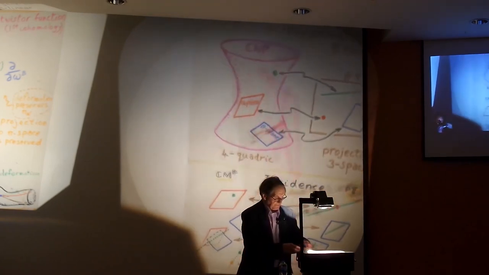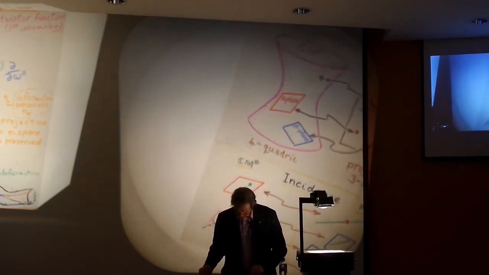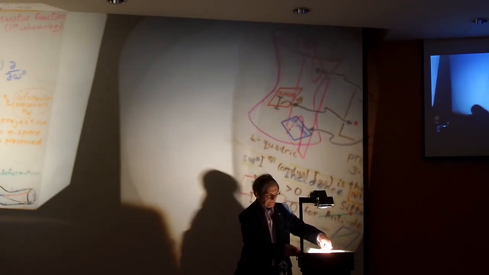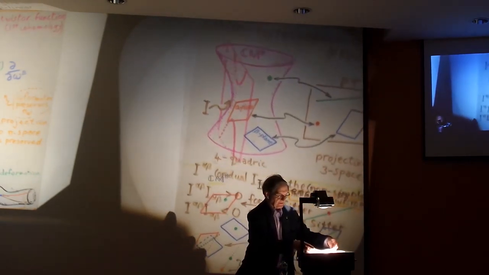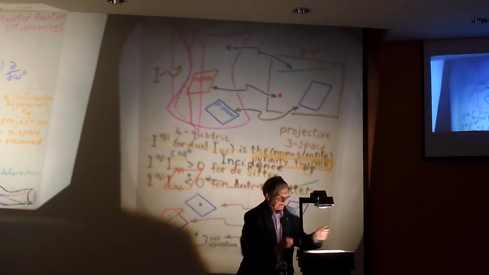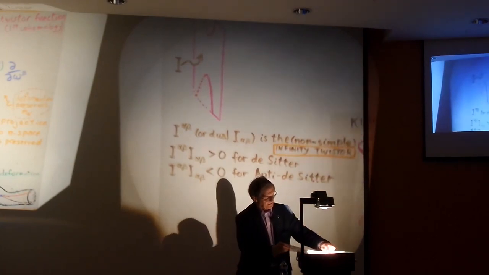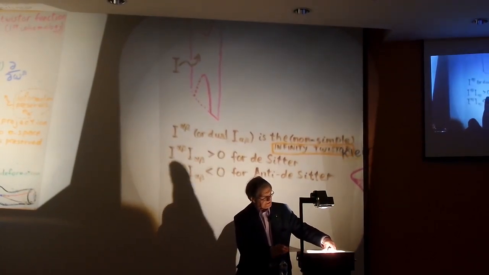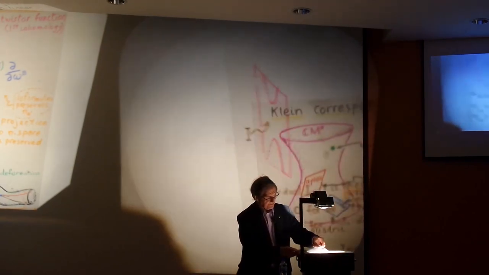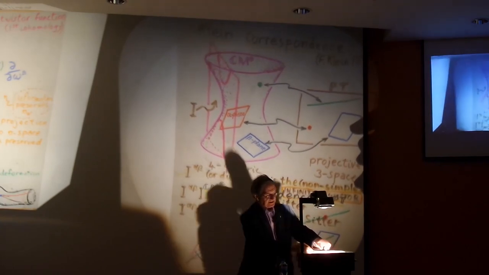But in general, if you have a non-degenerate infinity twistor, then you have this infinity twistor, which is, you can't see all these pictures at once. For de Sitter space, it's positive, and for anti-de Sitter it's negative. And that corresponds to this infinity being non-singular rather than degenerate.